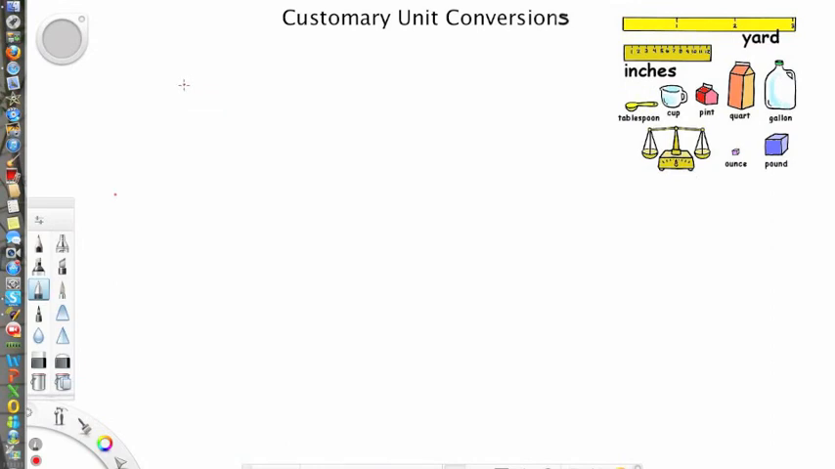Let's pick up where we left off, and today we're going to take a look at customary units, customary unit conversions. Once again, conversions simply means we're changing our unit of measure. Customary units deal with things that we're more familiar with, such as yards and inches, and when it comes to different capacities, we have gallon, quart, pint, cup, tablespoon, etc. And when it deals with weight, which is the measure of gravity, we have pounds and ounces.